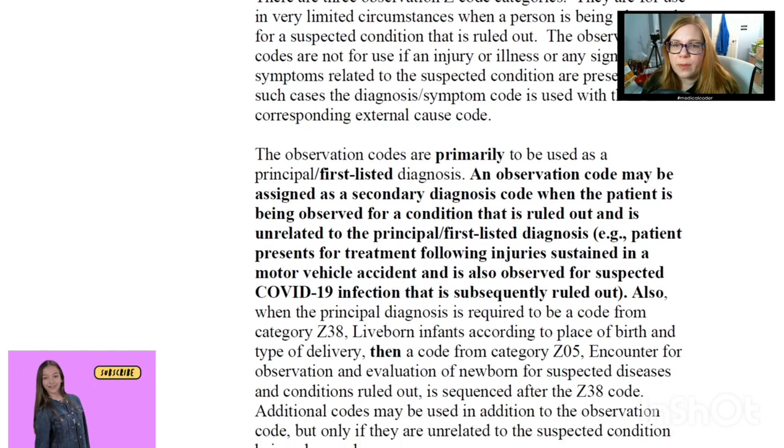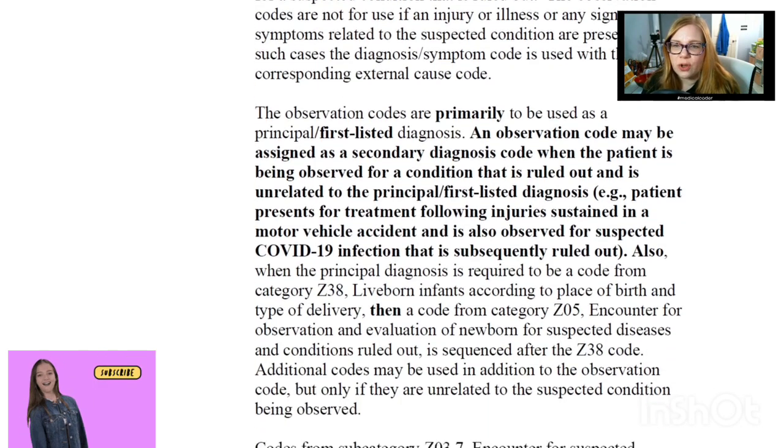An observation code may be assigned as a secondary diagnosis code when the patient is being observed for a condition that is ruled out and is unrelated to the principal or first listed condition. So for example, patient presents for treatment following injury sustained in an MVA, and they're also observed for suspected COVID infection, and that's subsequently ruled out.